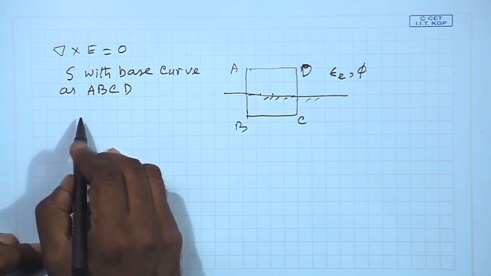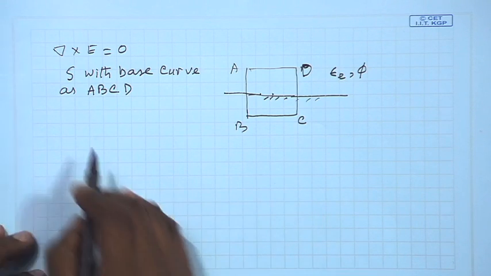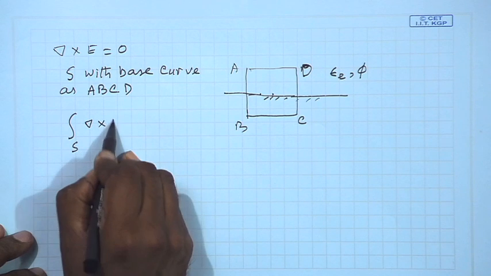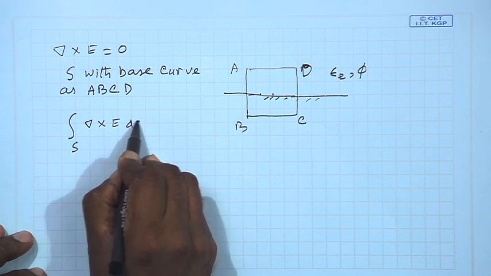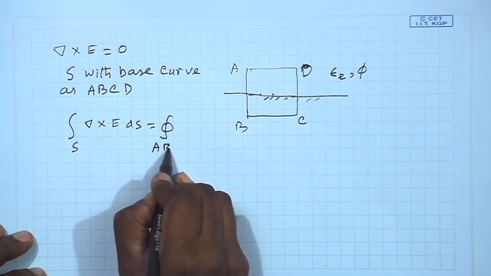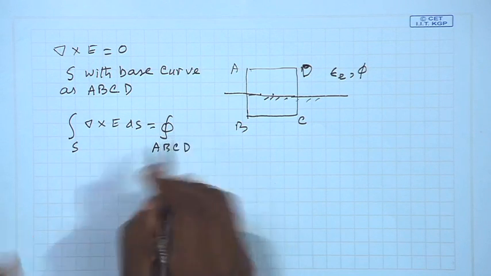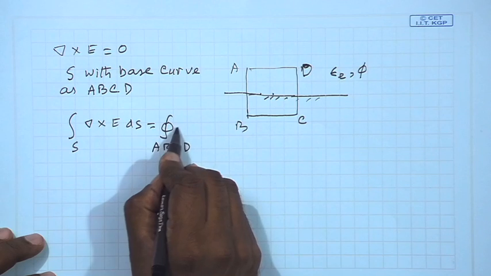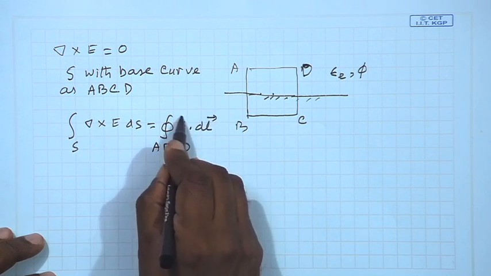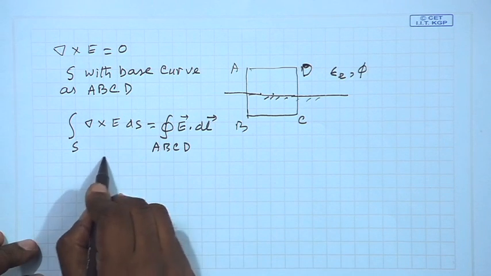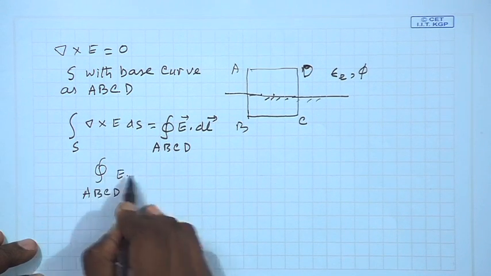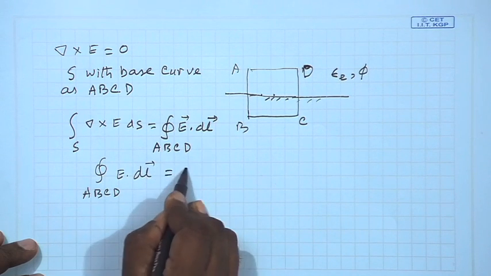So, now del cross E equal to 0 everywhere. If I now apply the Stokes theorem, the integral of del cross E dot dS can be written as the contour integration over the curve ABCD of E dot dl, where dl is the line element on this. So, what we have is the integral over ABCD of E dot dl equal to 0.